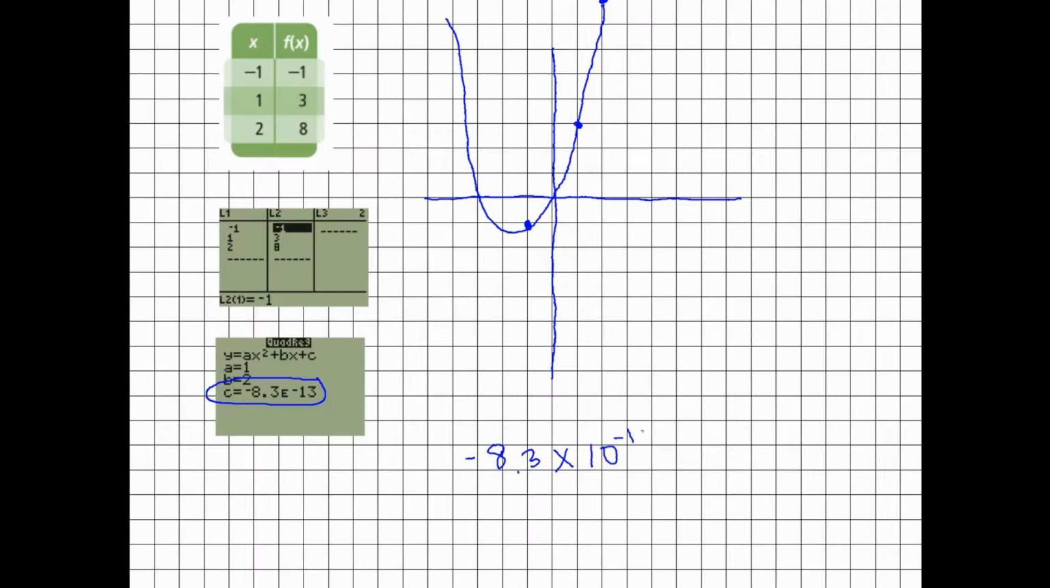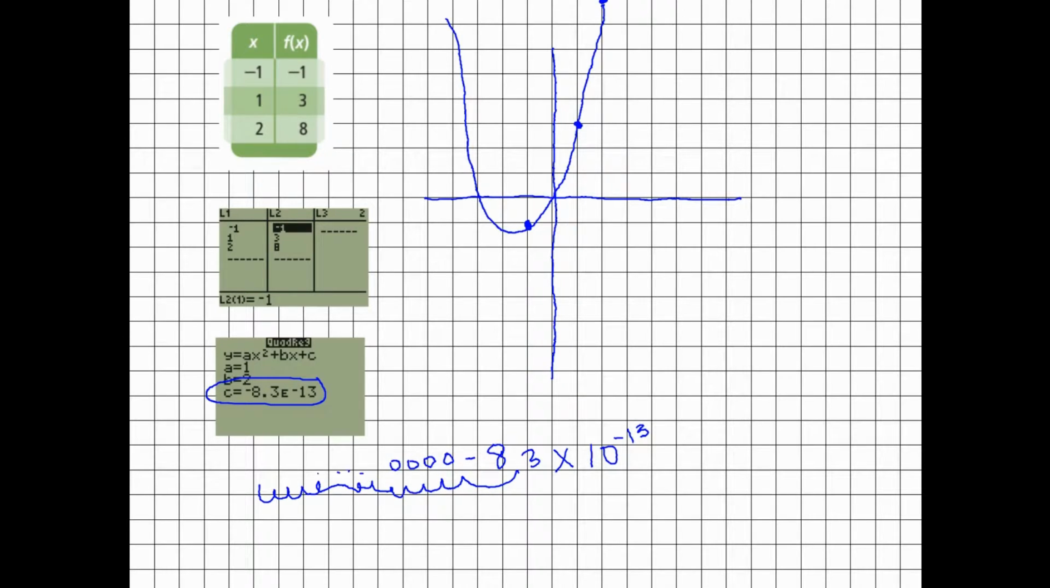-13. Okay, and so we're going to bring this decimal place 13 places to the left. 1, 2, 3, 4, 5, 6, 7, 8, 9, 10, 11, 12, 13. And you would fill in every one of these with a 0.